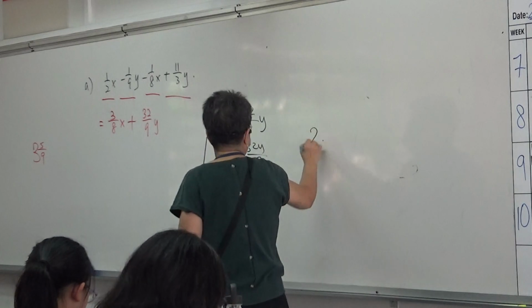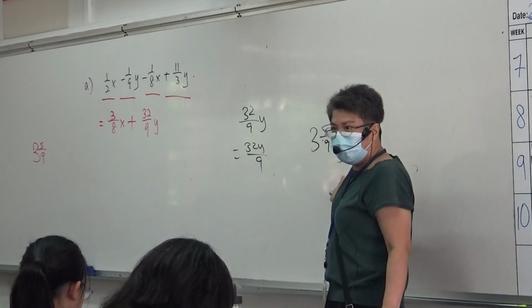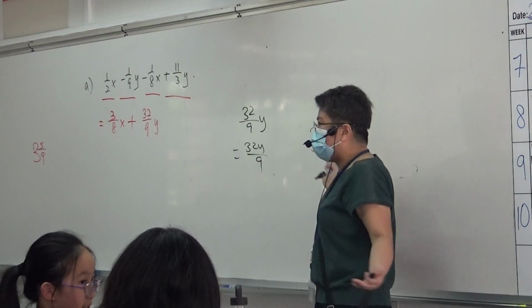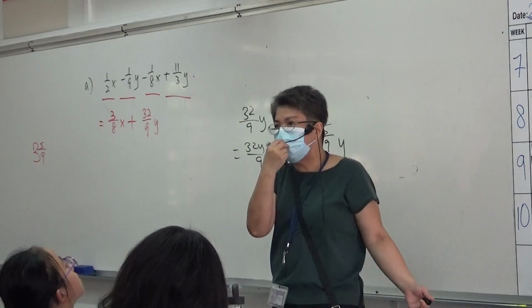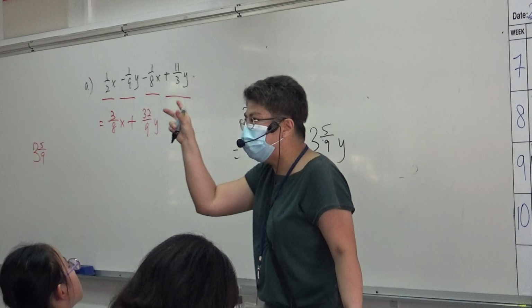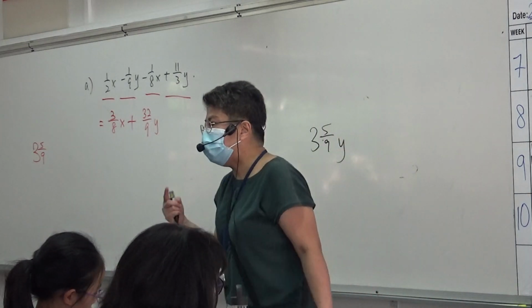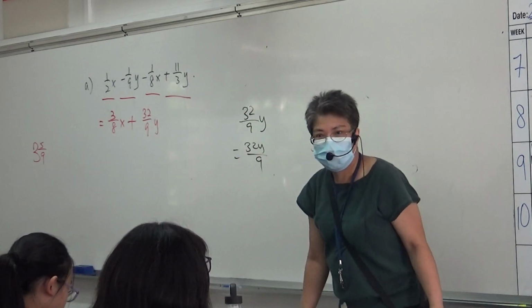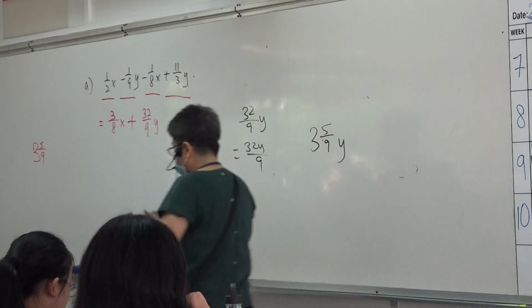Now, if you write like that, some people might misunderstand this. You see what I'm talking about? So, usually for coefficient, that means the number in front of the letter, we do not write mixed number. We write it in improper fraction, so that we know that the letter belongs to the numerator. Are we clear? Yes or no? Yes. Alright, good.